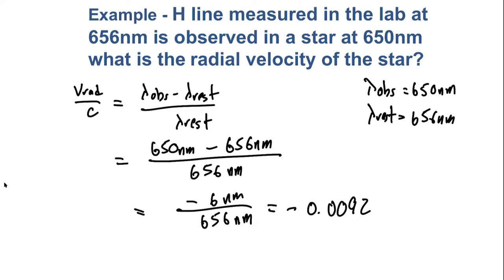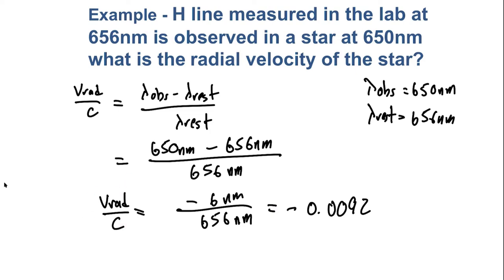And what is this equal to? We stopped writing it over here, but this is still V rad over C. Sometimes this is all you care about. Sometimes I'll ask you, what fraction of the speed of light is this star moving? And this is the answer to that question: 0.0092, or a little less than 1% the speed of light, right? Because that's what V rad over C is, the fraction of the speed of light.